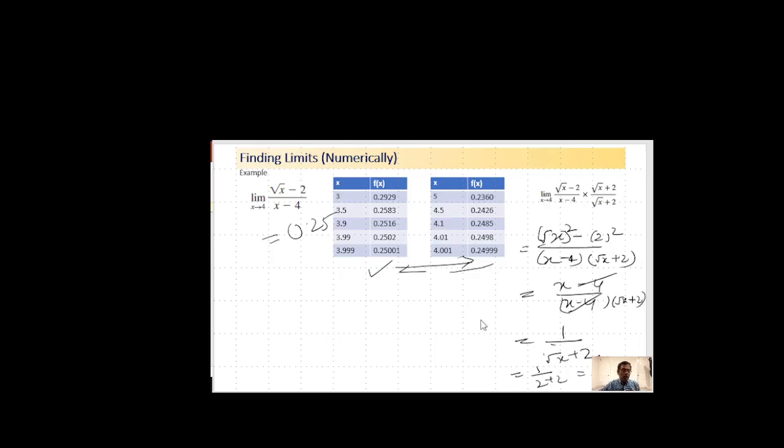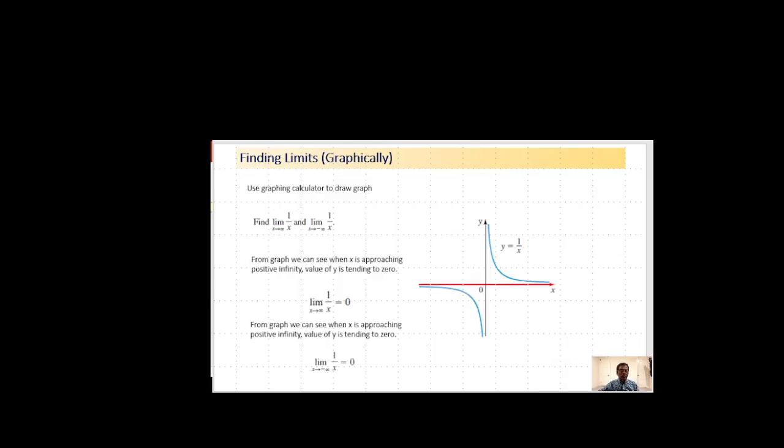Another option is going through a graph. In this case, we first draw the graph, and then we look at the value. What is the value if we approach from the left side and the right side? In this example, when x is approaching 0, then the value is going to be infinite.